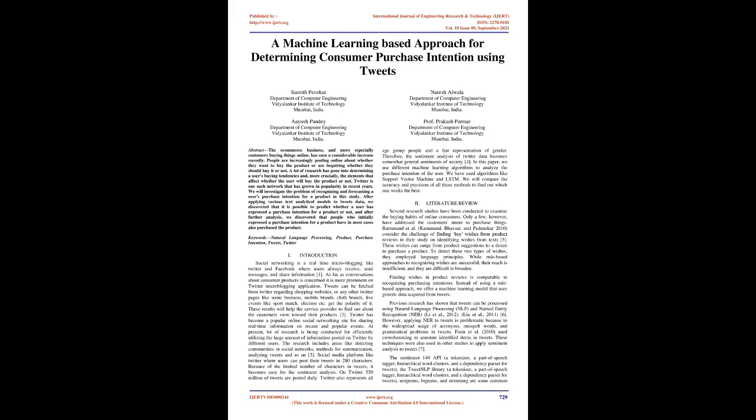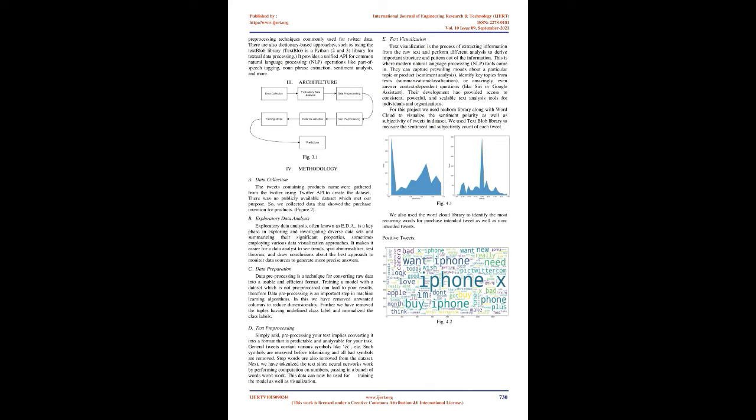Twitter also represents all age group people and a fair representation of gender. Therefore, the sentiment analysis of Twitter data becomes somewhat general sentiments of society. 4. In this paper, we use different machine learning algorithms to analyze the purchase intention of the user. We have used algorithms like support vector machine and LSTM. We will compare the accuracy and precision of all these methods to find out which one works the best.